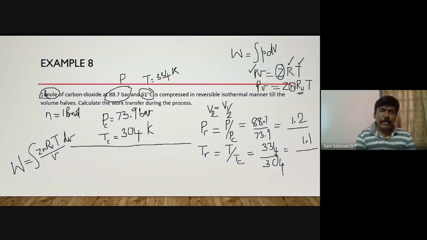Okay, for this particular problem, Z is a constant, number of moles is a constant, RU is a constant, and temperature is also constant because it is an isothermal process. So what is left is dV by V. If you integrate it, you will get ln of V2 by V1, and V2 by V1 you can take from this problem: V2 is equal to V1 by 2. So V2 by V1 is 1 by 2. So you will end up getting ln of 1 by 2.